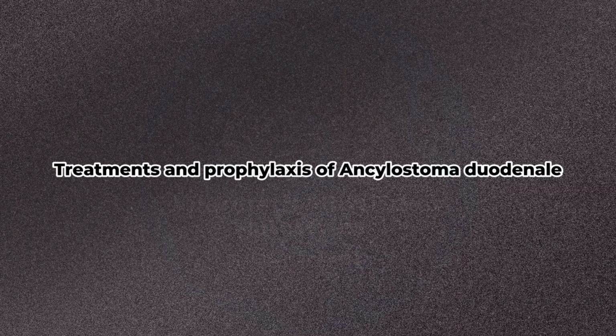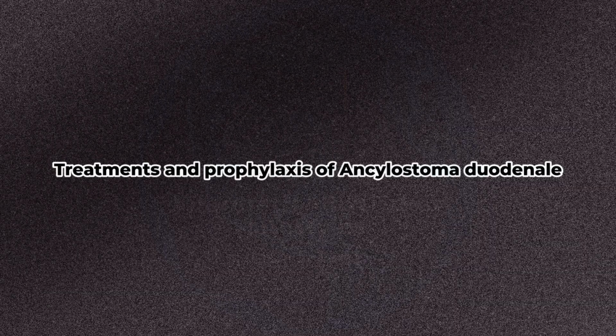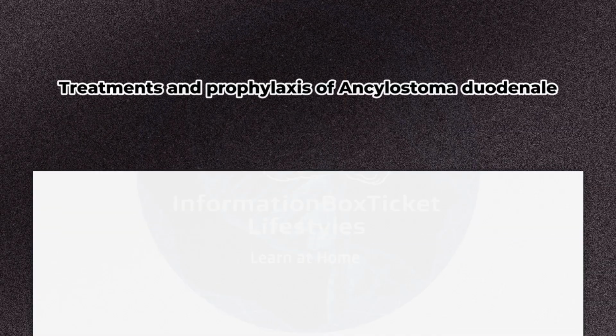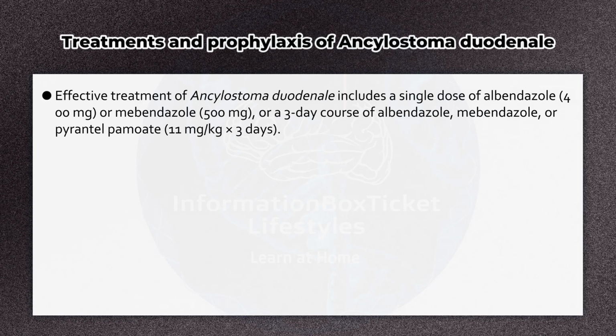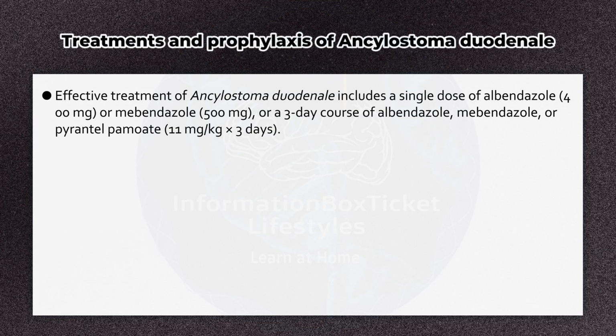Treatments and prophylaxis of Ancylostoma duodenale. Effective treatment of Ancylostoma duodenale includes a single dose of albendazole, 400 milligrams, or mebendazole, 500 milligrams, or a 3-day course of albendazole, mebendazole, or pyrantel pamoate, 11 milligrams per kilogram times 3 days.